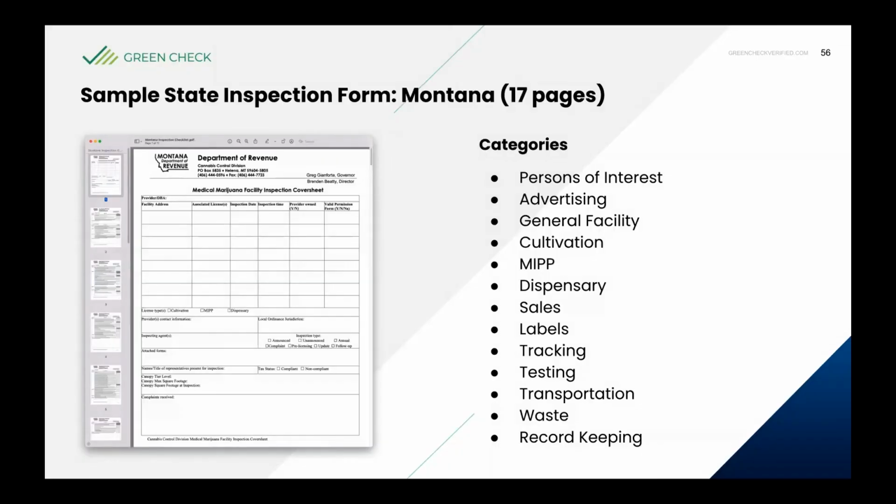Montana has a 17-page inspection form that goes into all sorts of other areas like transportation, waste, things like that, general facility, advertising, things that really don't have an impact on your relationship with the financial institution because the state is the regulator of those businesses. What you need to know is whether the sales that are happening are the result of state legal sales.